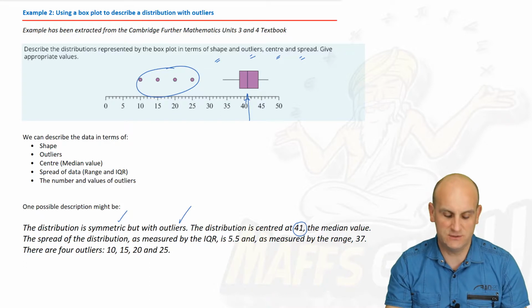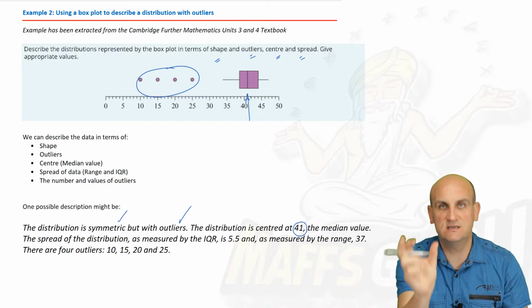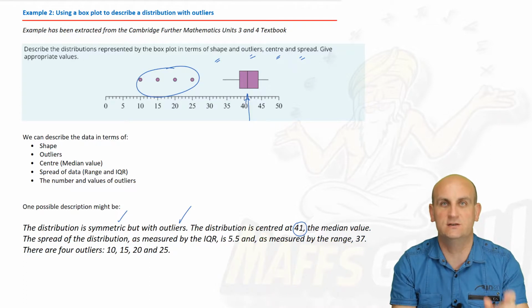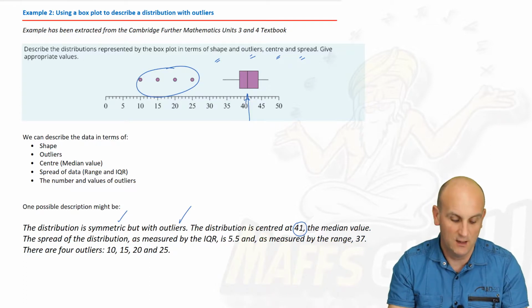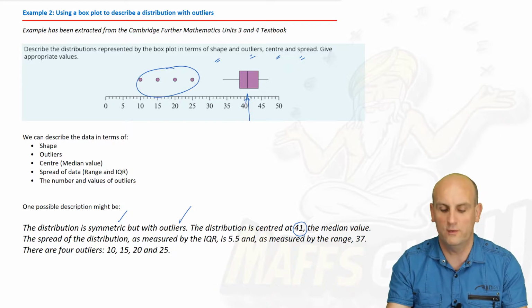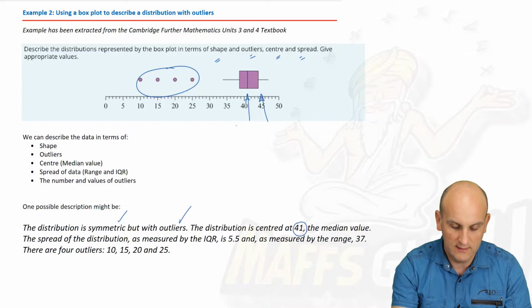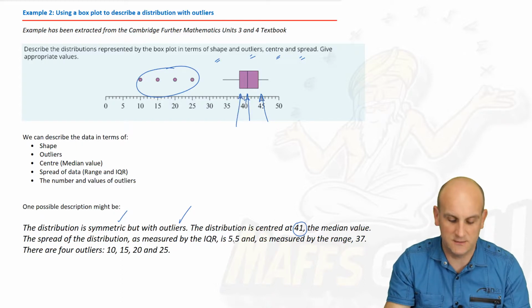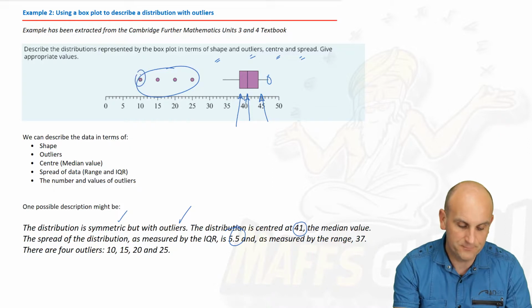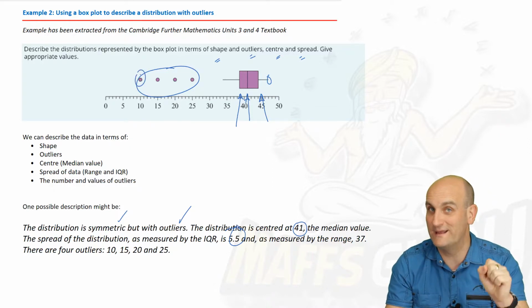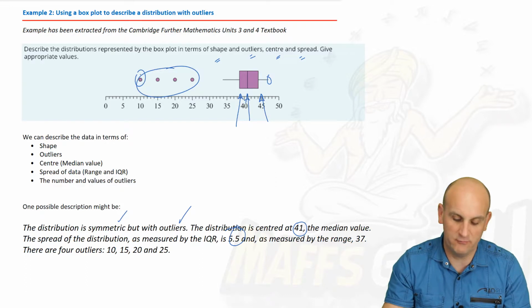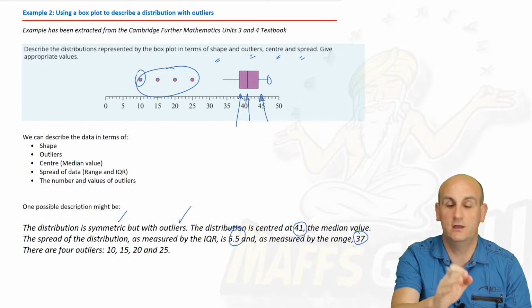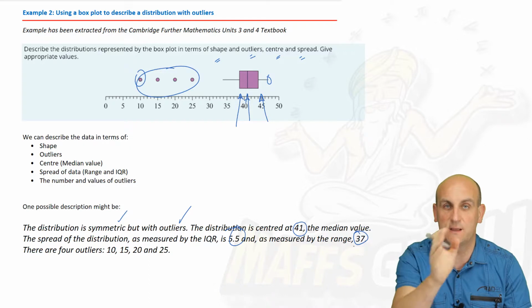The spread of the distribution as measured by the IQR: do you see it's the same language? All they're doing is changing the important words to fit. The spread of the distribution as measured by the IQR is 5.5. All they've done is look at this upper quartile, look at the lower quartile, subtract them, and put the actual value in. And likewise, they've done the same for the range. The range is that biggest value there, minus that smallest value. Remember that we include the outliers as part of my range. And I've just said, the value of the IQR is that, and the value of the range is that.